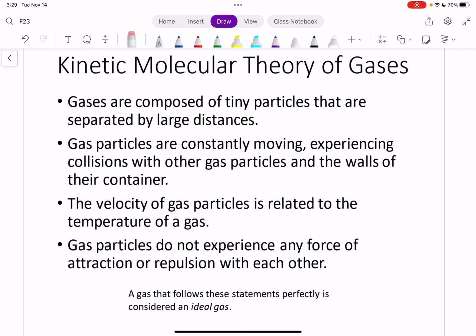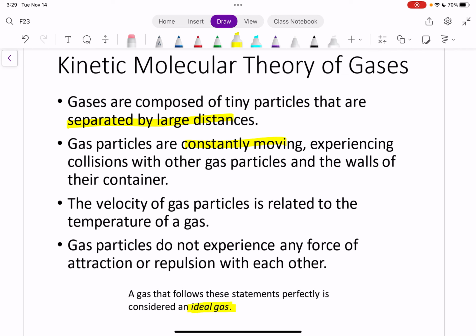So, kinetic molecular theory of gases states that gases are composed of tiny particles that are separated by very large distances. These gas particles are constantly moving, experiencing collisions with other gas particles and with the walls of the container. Highlight that as well. The velocity of these gas particles is also then related to the temperature of the gas, right? If we increase the temperature of that gas, the velocity of those gas particles is going to increase as well.